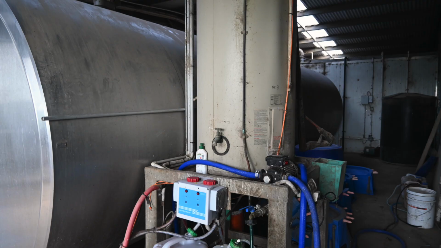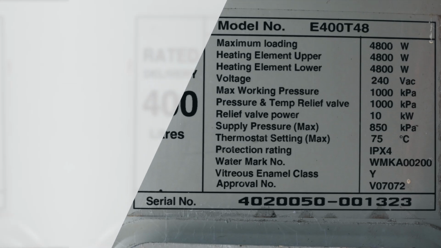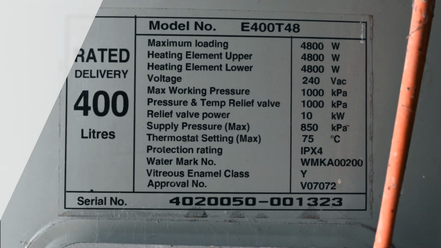Let's look at this hot water service. The nameplate states a power rating of 4.8 kilowatts. If this hot water service ran for 3 hours, it would use 14.4 kilowatt hours. That's 4.8 kilowatts times 3 hours equals 14.4 kilowatt hours. The hot water service operates overnight when off-peak tariff rates apply. The price of off-peak electricity is 36.54 cents per kilowatt hour.